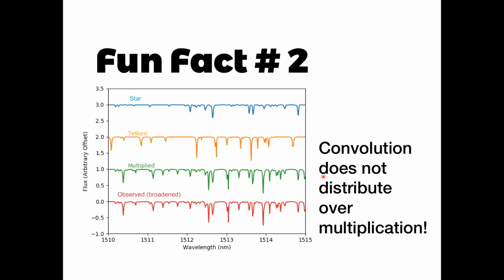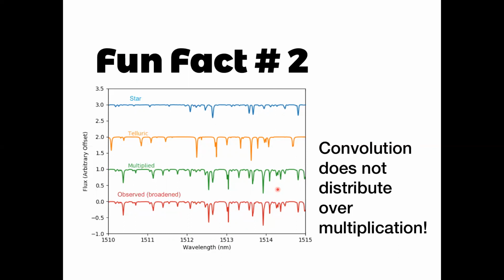And when you're trying to divide your telluric spectrum, which is the orange convolved with your line spread function, from the observed, it will not give you the blue spectrum. Because if you convolve the blue, convolve the orange, then multiply the two, it will not give you the red, right? Convolution does not distribute over multiplication. This is the origin of the error.